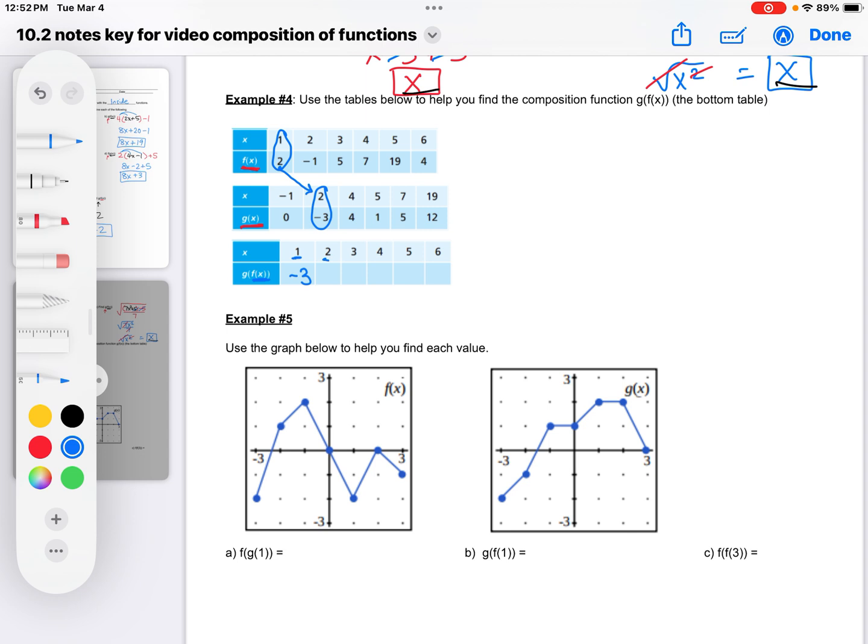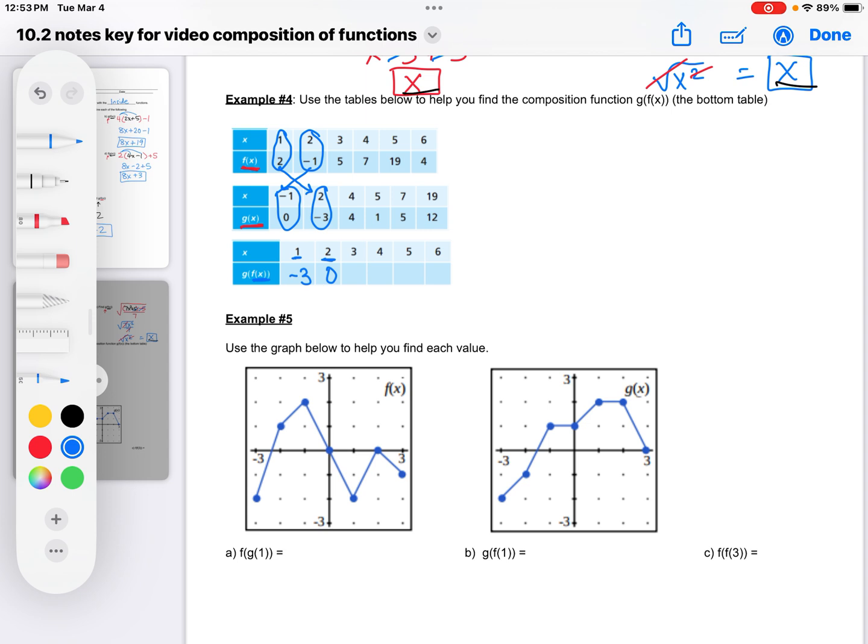So now my input is 2, so I'm going to go up to my top table, look where f has an input of 2, that has a -1. So then I find that -1 is the input for g. Ooh, I don't know what I just did there, but let's fix that. There we go. And we have an output now of 0. So when x is 2, g of f of 2 is going to be 0. Okay, and we're just going to keep on doing this, all right?